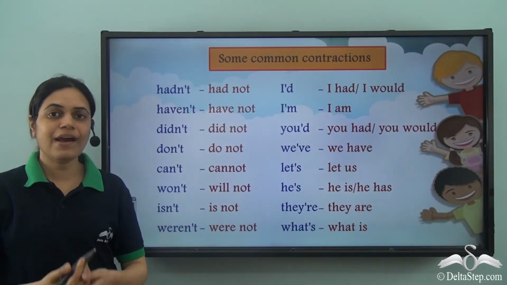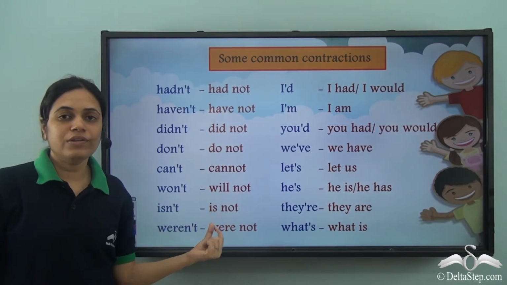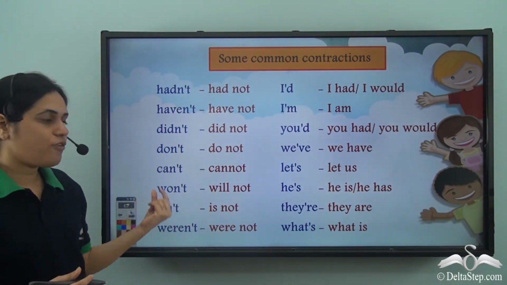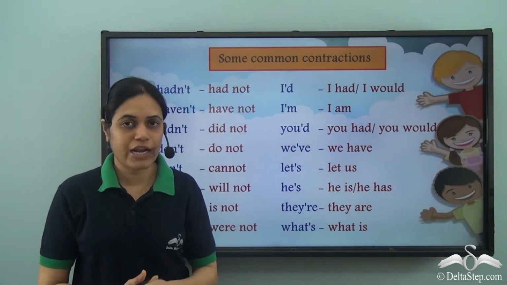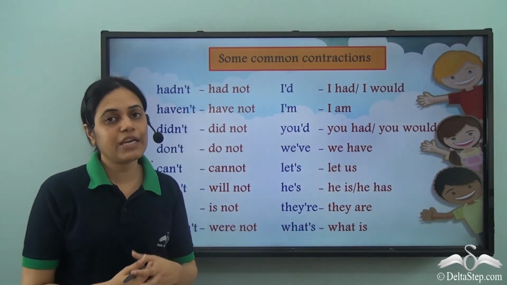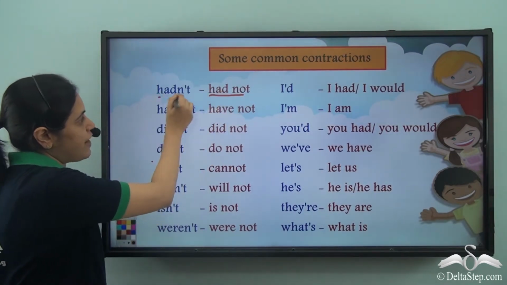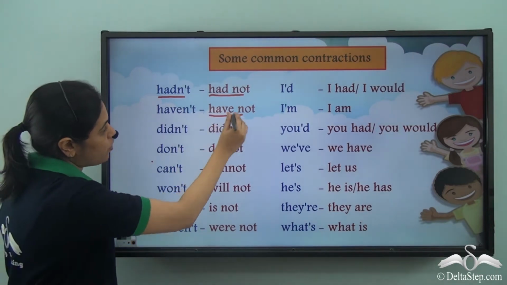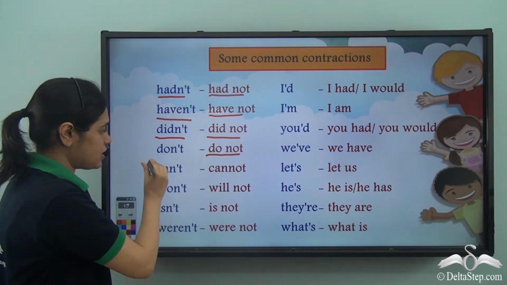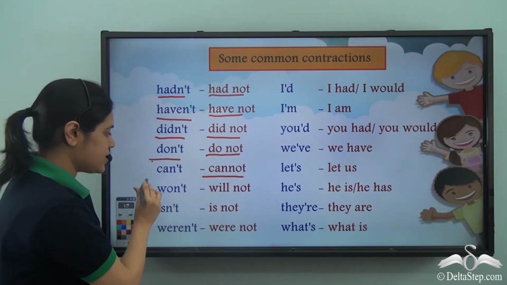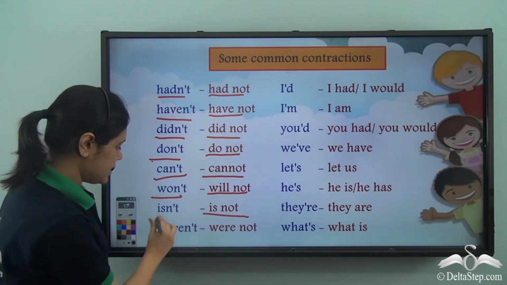So we have seen how apostrophe can be used to combine two words to make them shorter and form one word. So these are some common short forms or contractions which you can use to make your sentences shorter. So for had not, we have hadn't. For have not, haven't. Did not, it's didn't. Do not is don't. Cannot is can't. Will not is won't. Is not isn't.